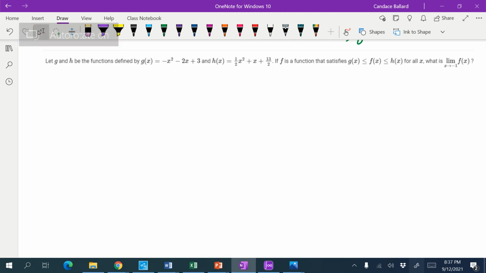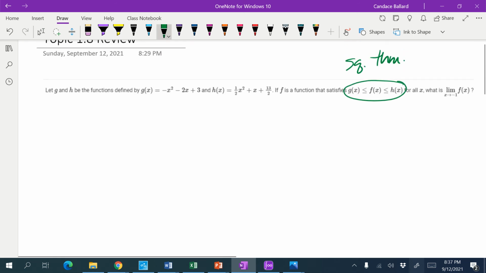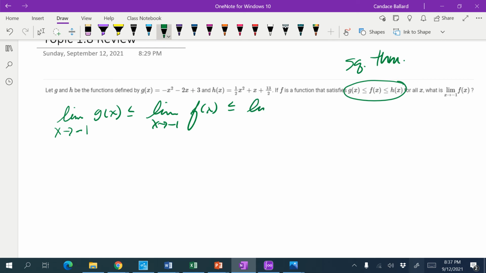So first thing, whenever you see this right here, what it's talking about is the squeeze theorem. So when I have the squeeze theorem, I'm going to look at the limits of each one of those possibilities and squeeze that middle limit between the two end limits. So we get the limit as x approaches -1 of g of x, and we know that's less than or equal to the limit as x approaches -1 of f of x, and that's less than or equal to the limit as x approaches -1 of g of x.